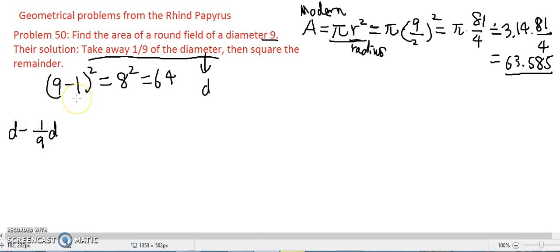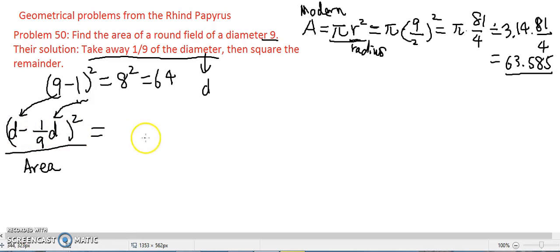In our case, 1/9 of D is 1. This corresponds to 1/9 of D. And the 9 is the diameter, and then we square it. So this is their area formula, the Egyptians' area formula, and simplify it. D minus 1/9 of D is 8/9 of D, and then squared. Okay, so this is the Egyptians' area formula.